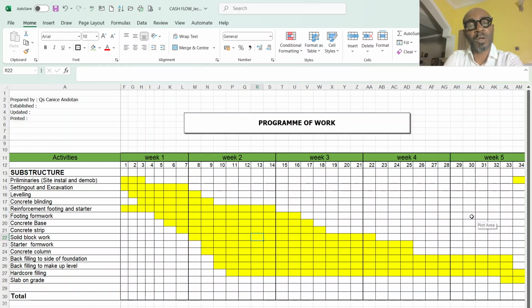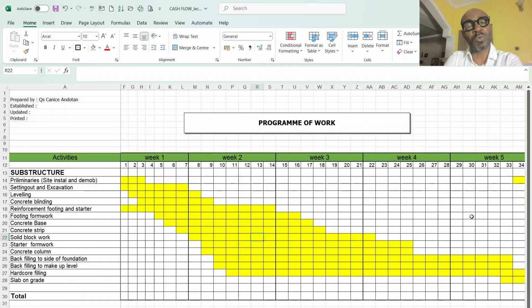In today's episode, we are going to be learning how to prepare a cash flow document. As we all know, the cash flow is an important document that the quantity surveyor or the project manager of a construction site is expected to make available to their finance department for the purposes of planning.